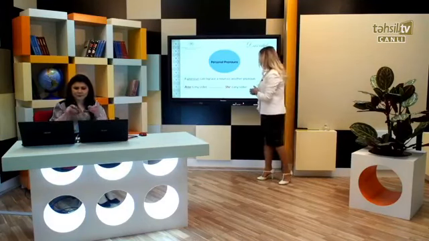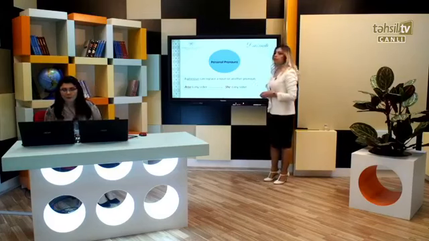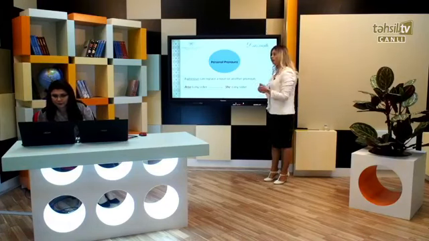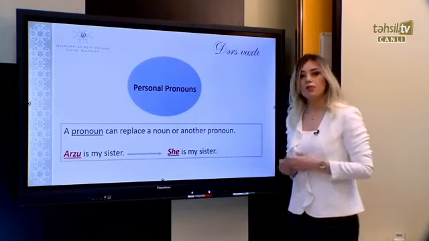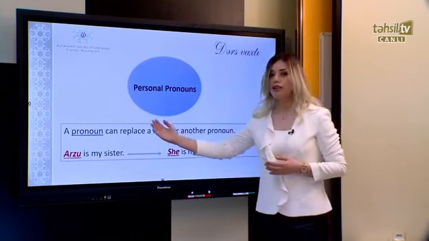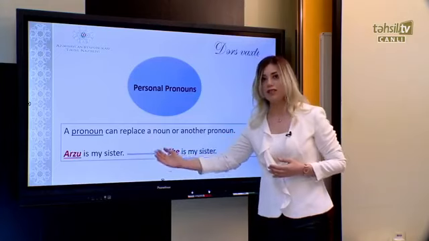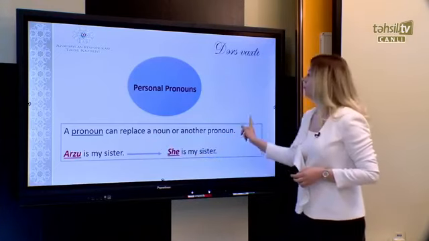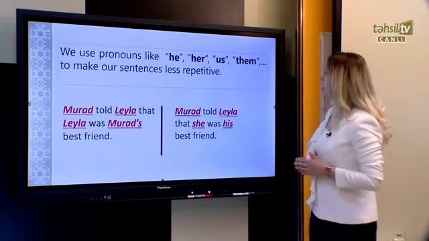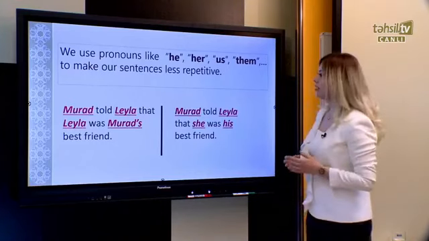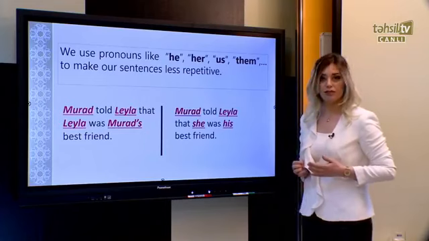Let's see one example. Arzu is my sister. In this sentence, Arzu is a noun. And here, she is my sister. She is a pronoun which replaces the word Arzu, which replaces the noun. So we use pronouns like he, her, us, them to make our sentences less repetitive.